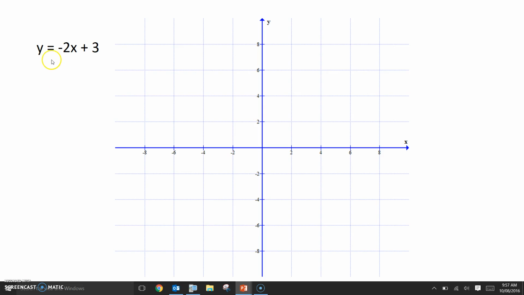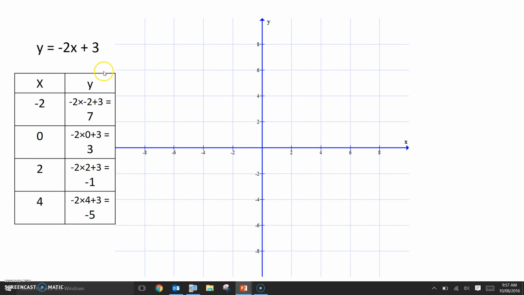Sorry, a bit fast. One more. You pick some random points for x, you put that in your formula and work out what y is, plot the points and join them up.